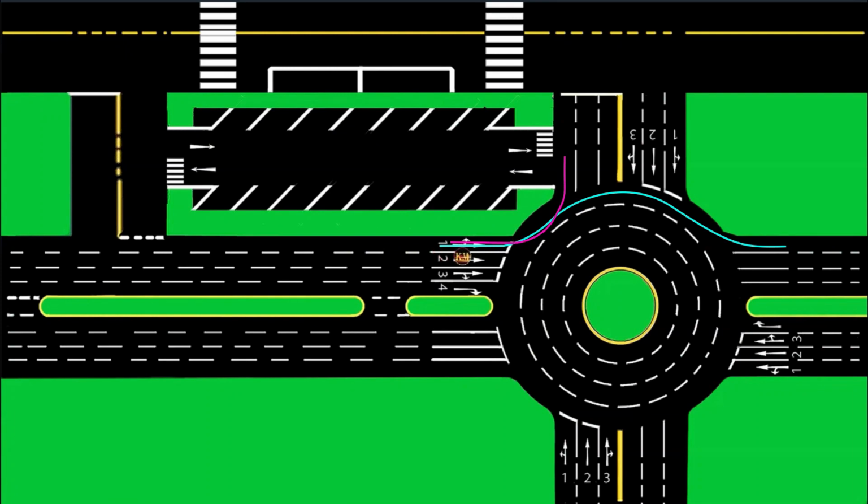Lane 2 has got 1 option. You only go straight ahead. Lane 3 has 2 options. First option, you stay on lane 3 and go straight.